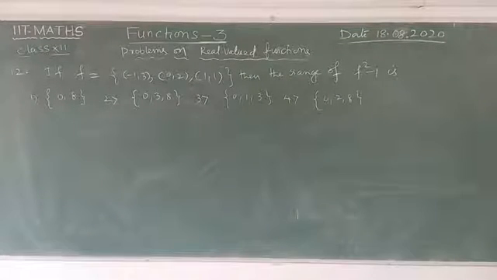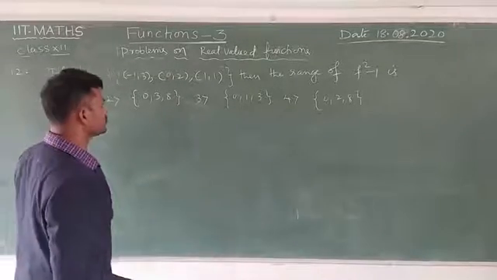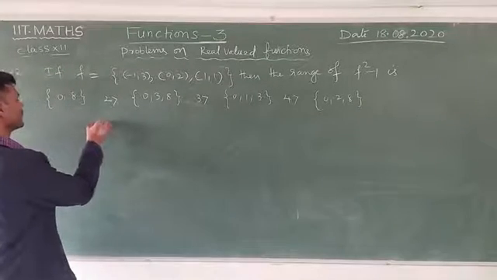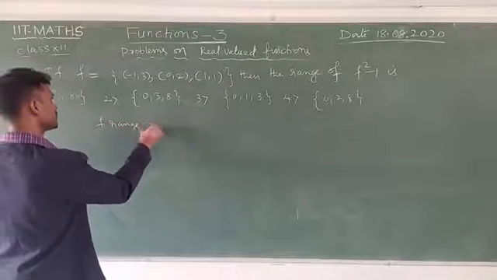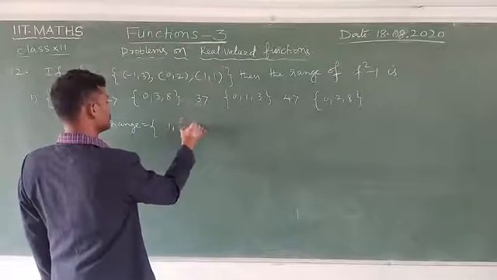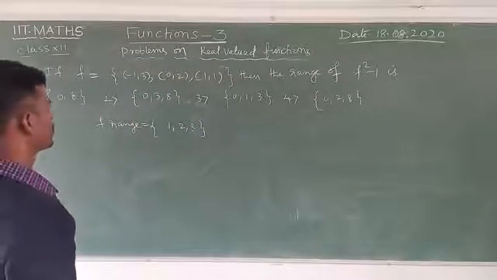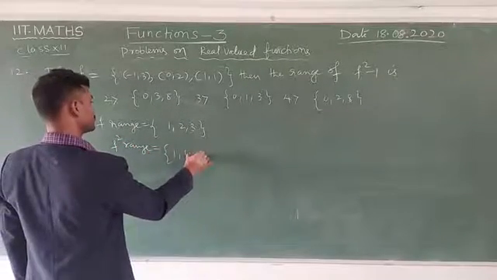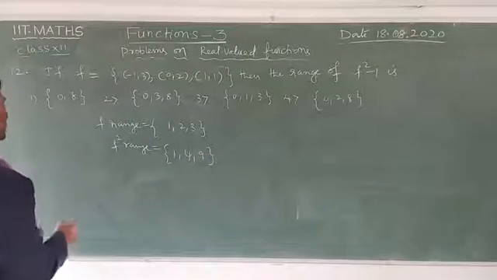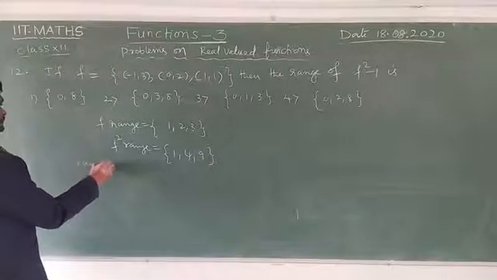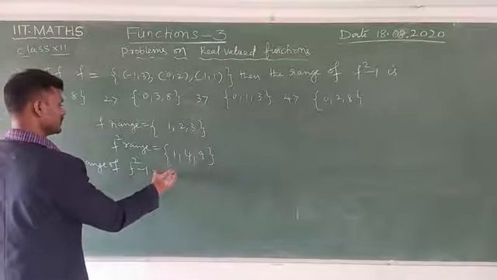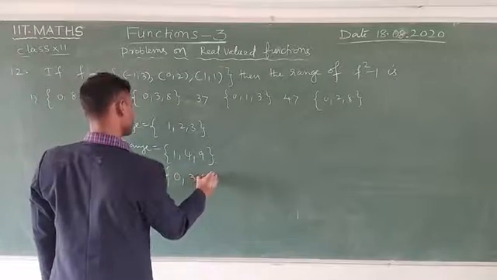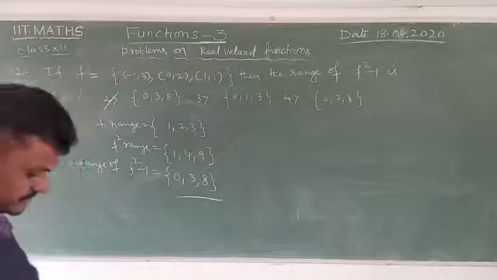Next problem is if f is equal to set of ordered pairs (-1, 3), (0, 2), (1, 1), then the range of f square minus 1 is here. First we can write here f range is equal to 3 to 1. That means 1 2 3. Now we can write here f square. F square range is equal to here 1 square 1, 2 square 4, 3 square 9. Now f square minus 1 range of f square minus 1. Here 1 minus 1 0, 4 minus 1 3, 9 minus 1 8. This is second option. Note down.